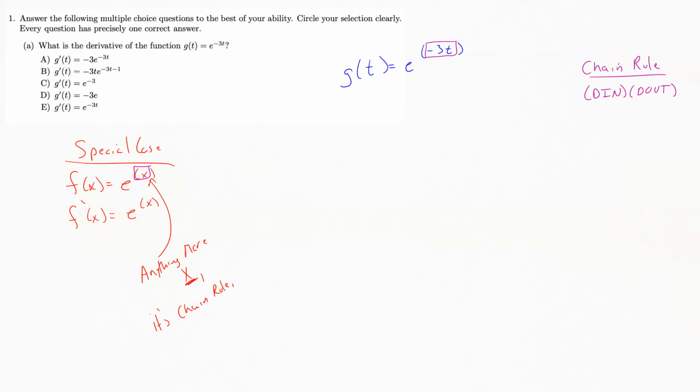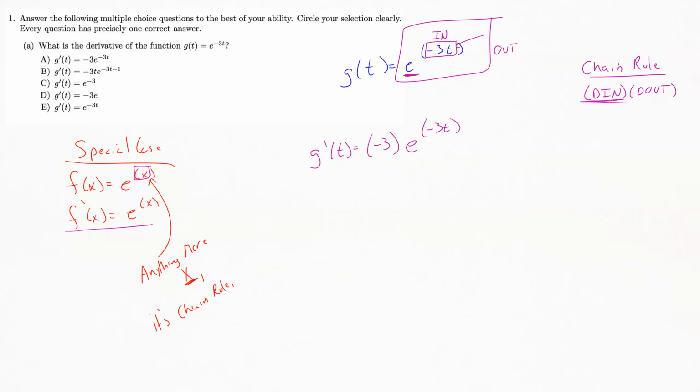So in this world, whatever got plugged into that e right there is what I consider to be the inside piece. And so as we put our derivative together, g prime of t right now, we're following this recipe over here. So this is d in, so the derivative of negative 3t would just be negative 3, the t drops off. And then the derivative of the outside piece is really just an e derivative.